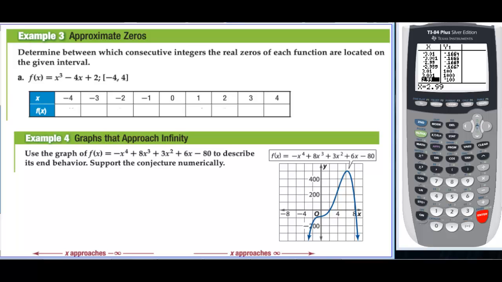Determine between which two consecutive integers the real zeros of each function are located on the given interval. So where are the zeros? Between what two numbers? That's the question. So let's go back to the calculator. We'll clear y1 out. x to the third minus 4x plus 2.